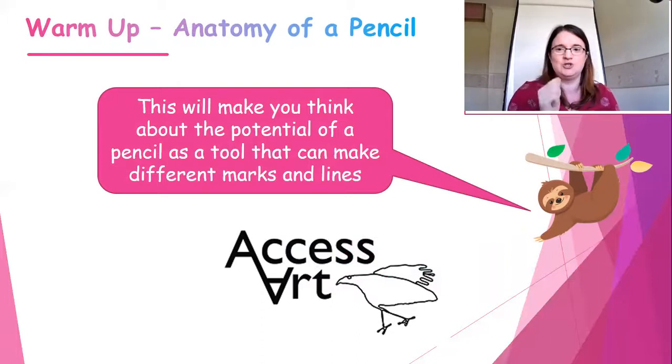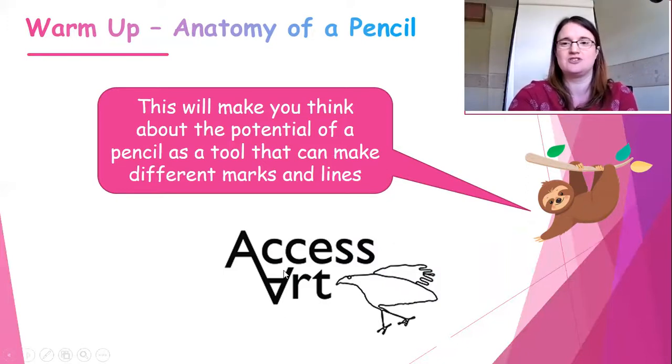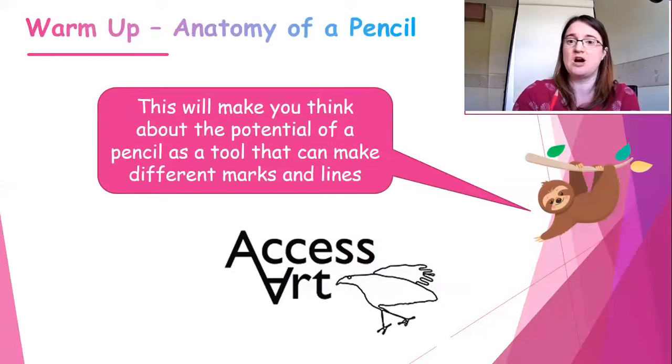Our first activity is a do activity. So you're going to need to do something. You're going to need a pencil and you're going to need your paper. And this activity is called the anatomy of a pencil. There are some fantastic activities on the website called Access Art, which is a charity that tries to encourage children to get involved in art. And this is going to make you really think about how to use the pencil as a tool. We don't really think of pencil as a tool, do we? But it's a tool for creating marks and lines. And we're going to have a go at doing that now. So get your pencil and your paper ready.